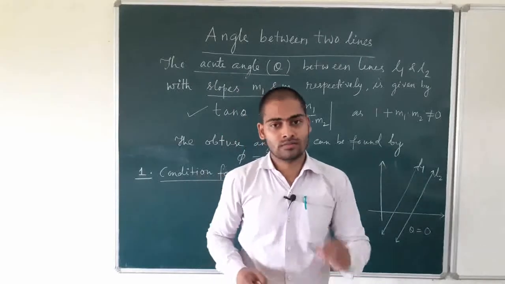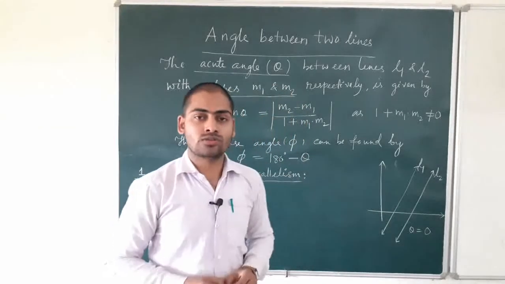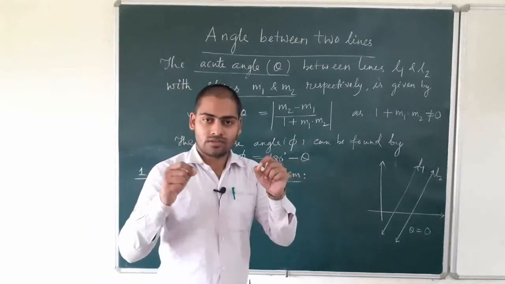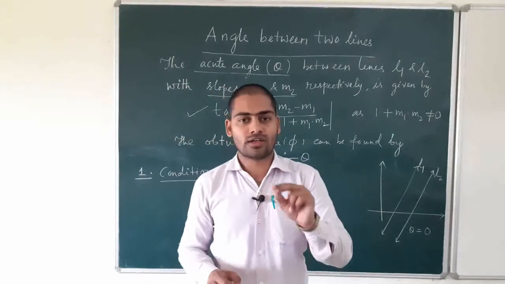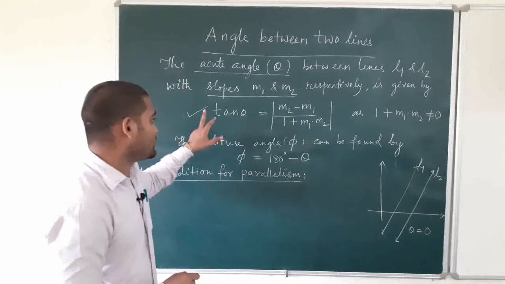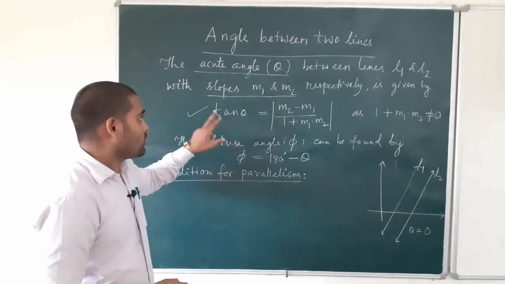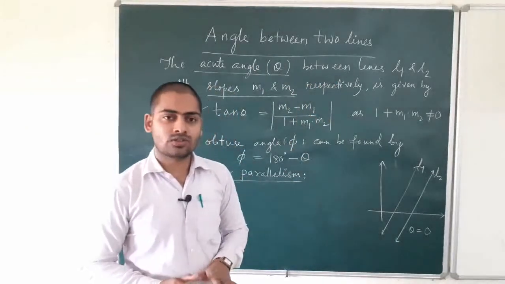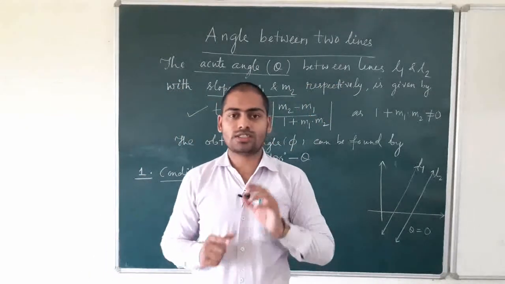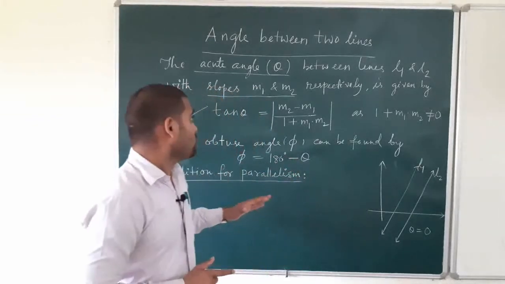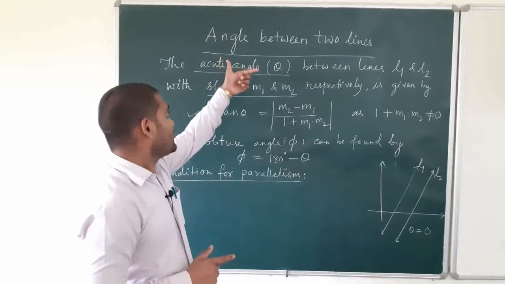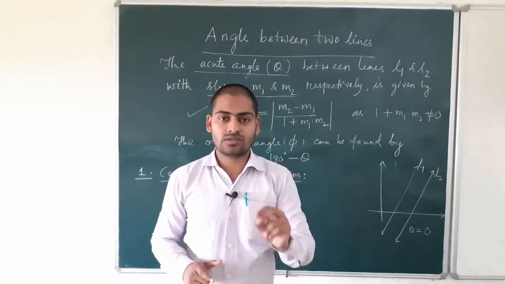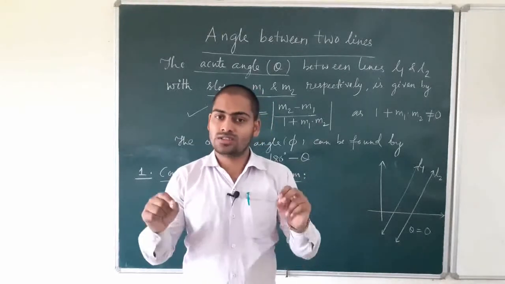Hello student, in this video we are going to find the condition for parallelism and the condition for perpendicularity from this equation. Okay, so angle between two lines. Last class we have derived an equation for the angle between two intersecting lines in terms of slope of the lines.